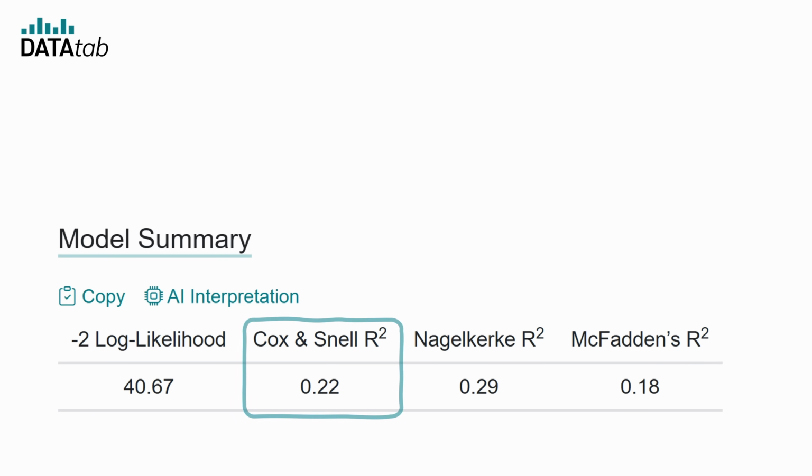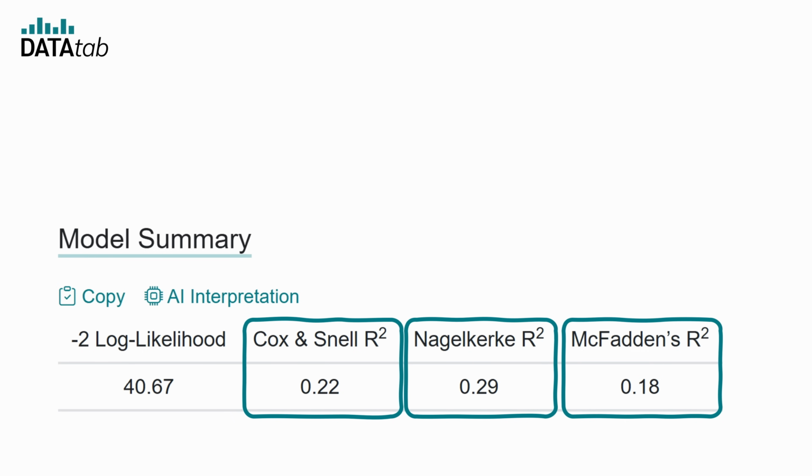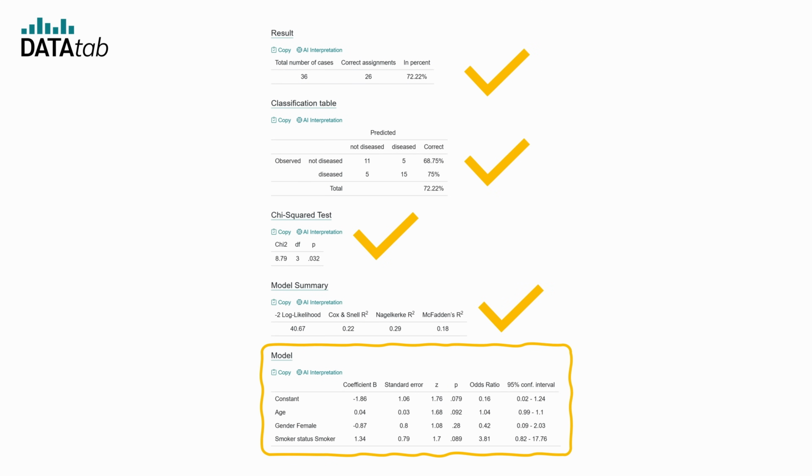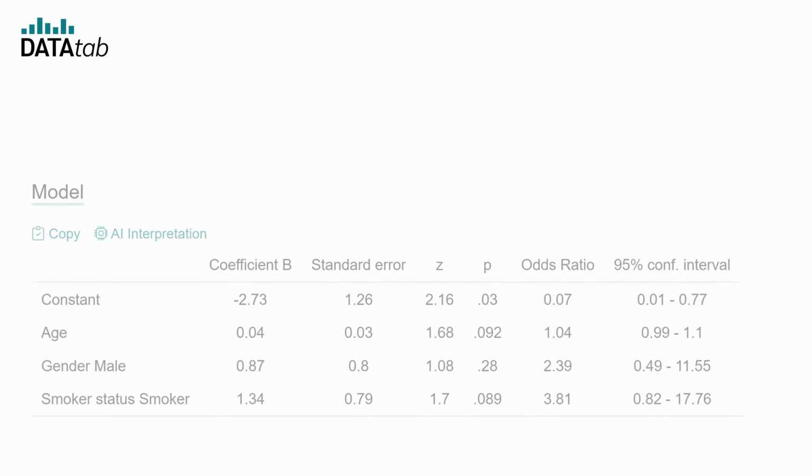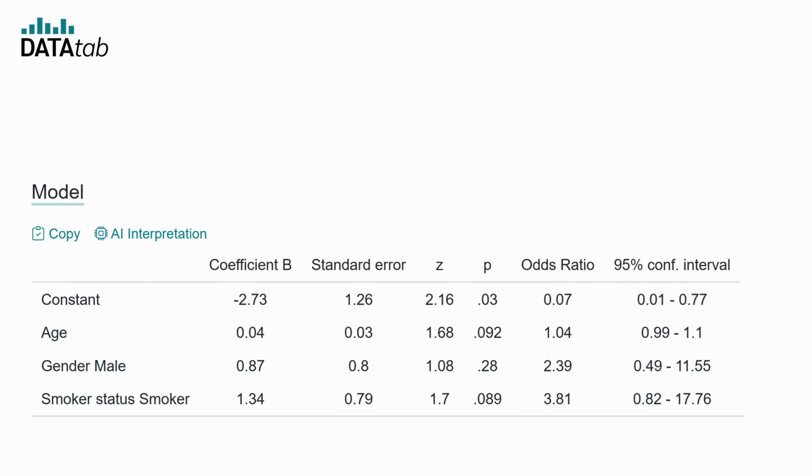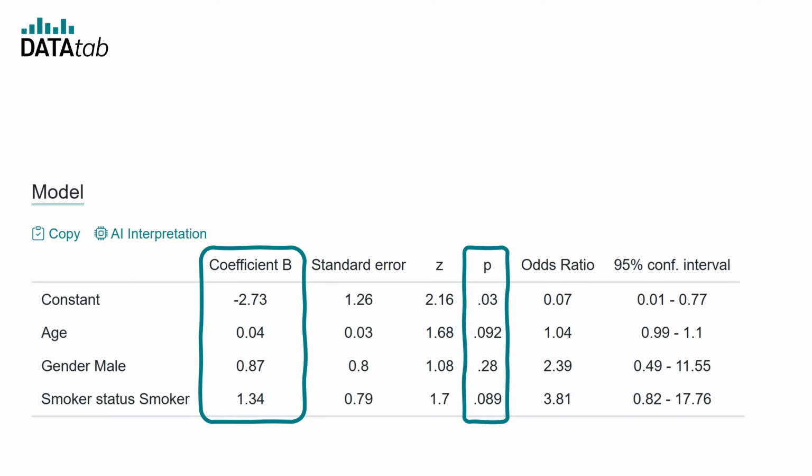DataDep gives you the R squared according to Cox and Snell, according to Nagelkerke, and according to McFadden. And now comes the most important table, the table with the model coefficients. The most important parameters are the coefficient B, the p-value, and the odds ratio. We'll now discuss all three columns.